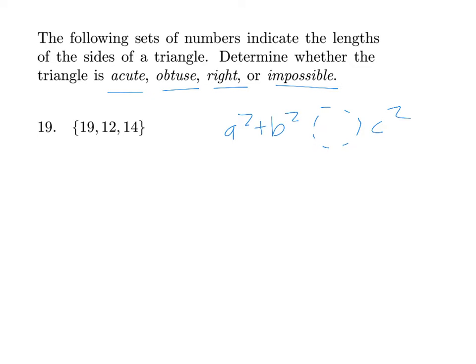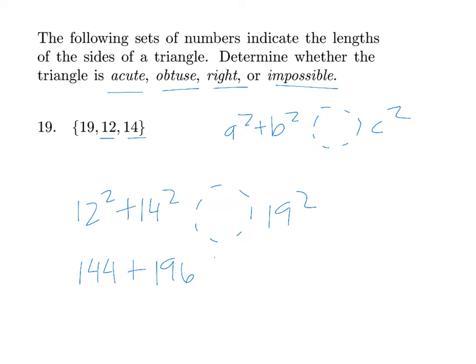All right, we don't know what the symbol is. We have to figure out the symbol. A and B are your smaller lengths, so 12 and 14. So 12 squared plus 14 squared is something to 19 squared. So I have 144 plus 196 is something to 19 squared, which is 361.